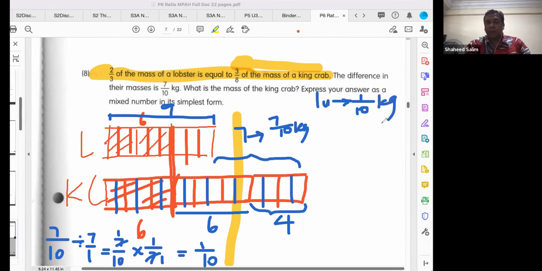What's the mass of the king crab? You count 6 and 6, 12. 12 plus 4, 16. 16 units is how much? You times by 16, you get 16 over 10. And then you get 1.6 kg. This is your answer.